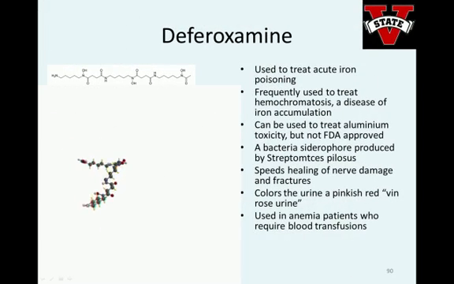Deferoxamine is used to treat acute iron poisoning, especially in small children. It can be used to treat aluminum toxicity, but is not FDA approved. It colors the urine a pinkish red, and is used in anemia patients who require blood transfusions.